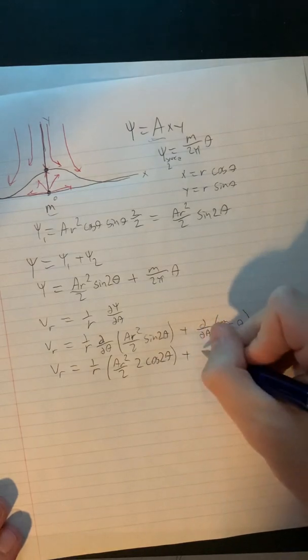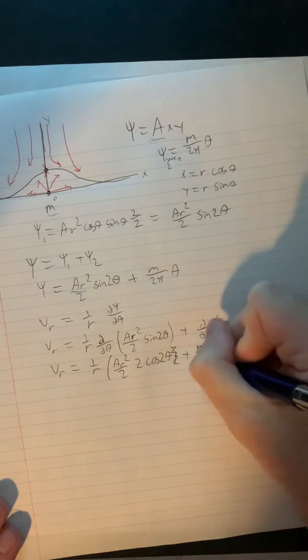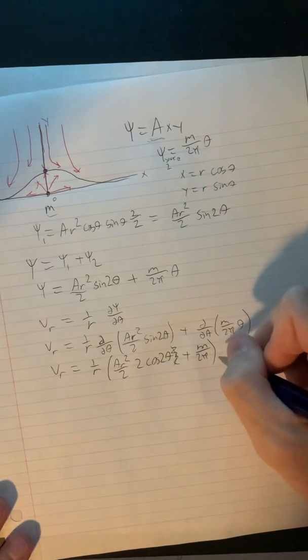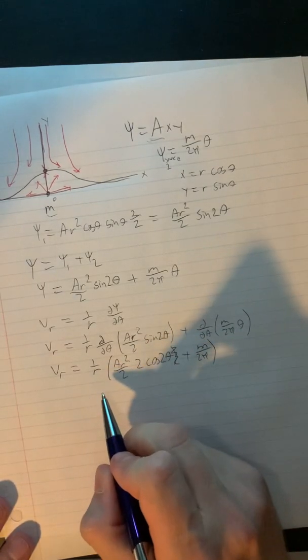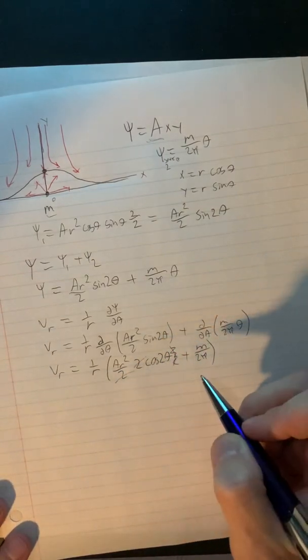In this case, sorry, that's not supposed to be there yet. M over 2 pi, the theta cancels out, and that just leaves m over 2 pi. We can clean it up a little bit by throwing this r in there, and then also we have a 2 over 2, so those are going to cancel each other out.